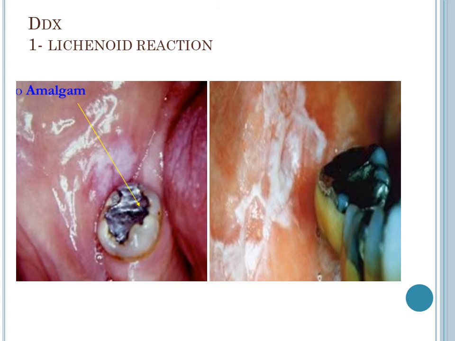Differential diagnosis of lichen planus. First, we have lichenoid reaction. How can we differentiate between a lichen planus lesion and a lichenoid reaction lesion? Lichenoid lesions are mostly unilateral in comparison to the usual bilateral appearance of oral lichen planus, and they are not associated with other skin lesions, and usually they are close to amalgam dental restorations. Many lichenoid lesions resolve after the restorations are replaced.